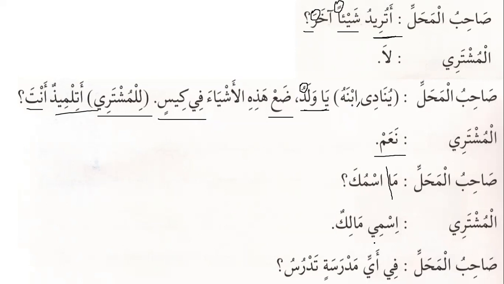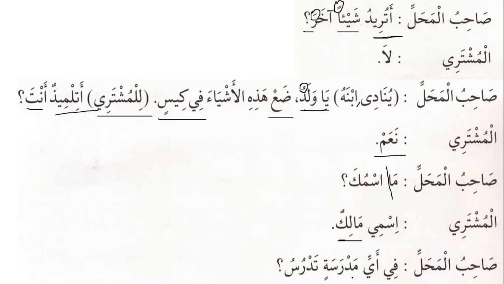Al-mushtari, the buyer: ismi malikun, my name is Malik. What kind of noun is this, malikun? Fine. It's ism fa'il, derived from malaka yamliku. Fahuwa malikun. Excellent. So now we need to note these things. Whenever we are reciting the Quran or reading any Arabic book, we need to notice these minute things so that we can practice them.